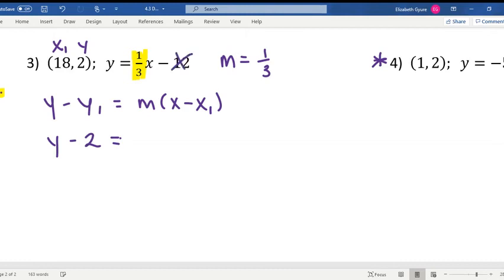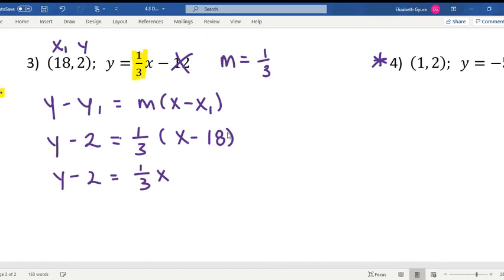The 12 here, you can actually cross it out. You don't need the 12. So we're going to plug in 1/3 and then x minus, Hayden, what's my x1? 18. Good. All right, Jaden, what's my next step going to be? Yeah, we are going to distribute. Yep. 1/3 x. And then how'd you get 6?